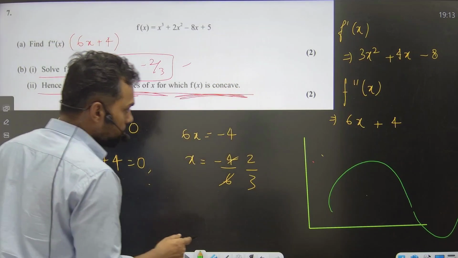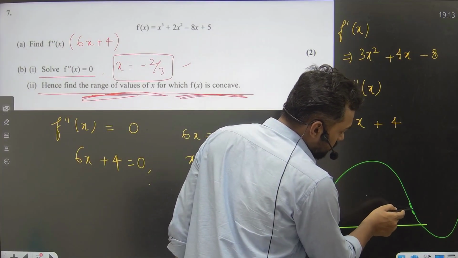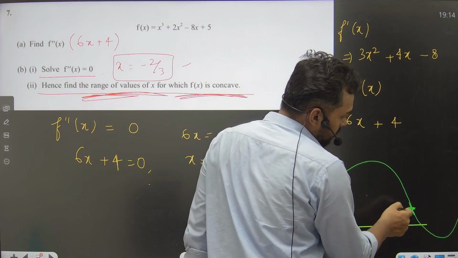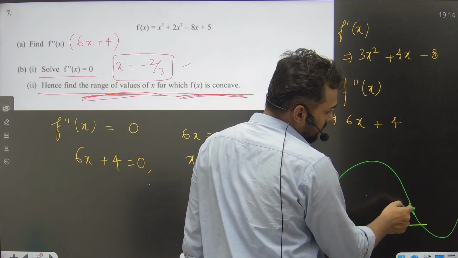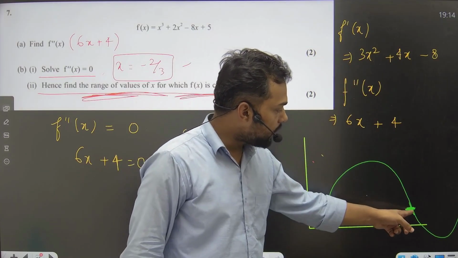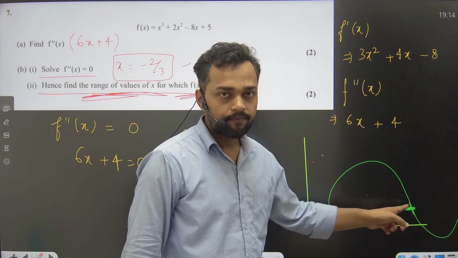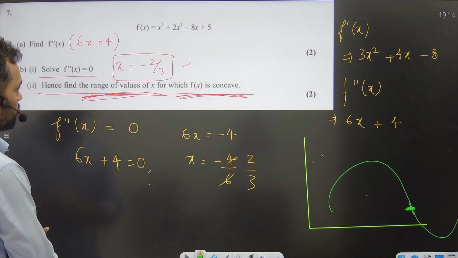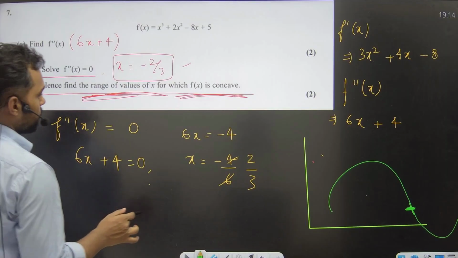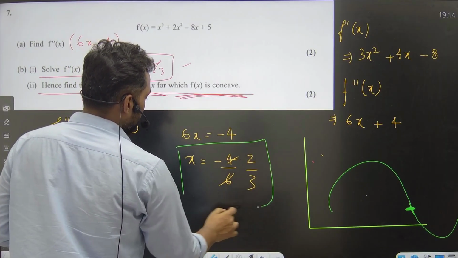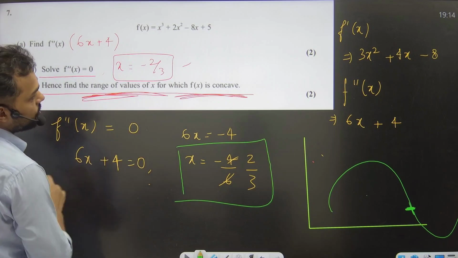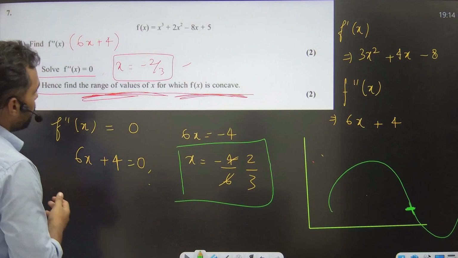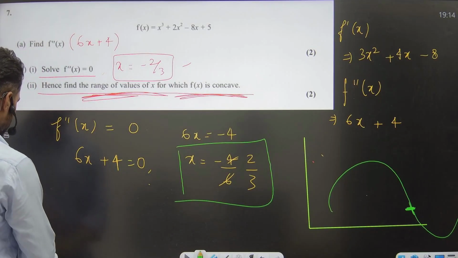I'll teach you the concept here also, students. See, this point is called the point of inflection. Why is this so? Because here, this curve is neither going upwards nor going downwards, so this is the point of inflection. Okay, so for the part for which f(x) is concave in nature, we plug in the value of x equals to negative of 2 by 3, which we have got after solving f double prime x equals to 0.